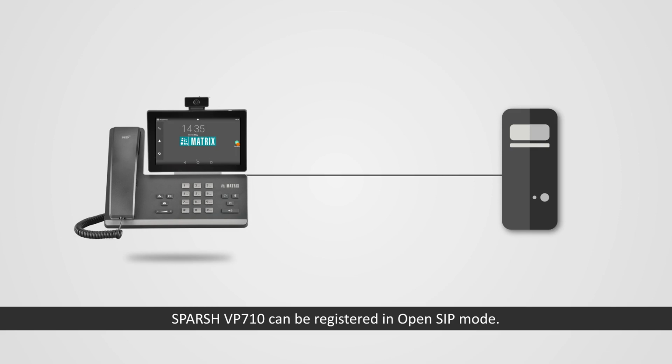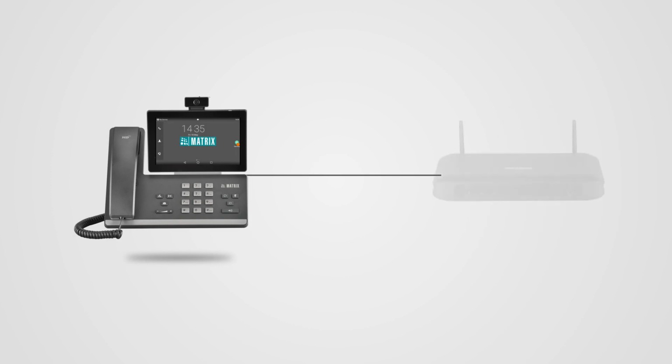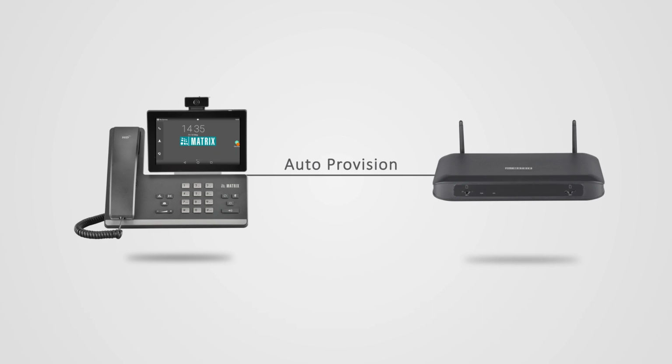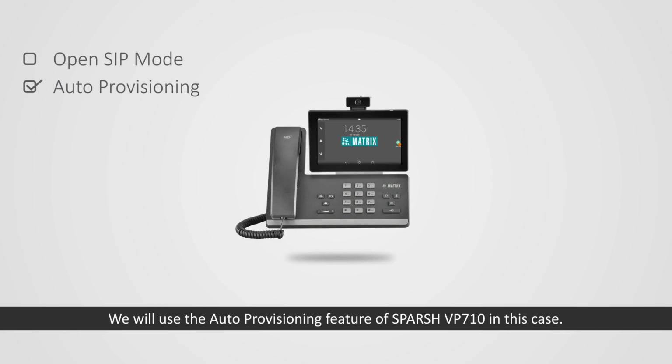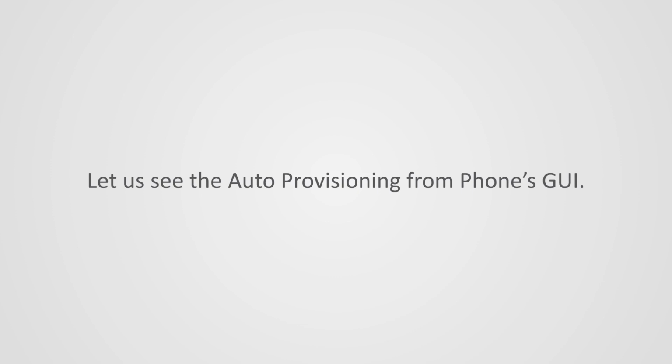SPARSH VP710 can be registered in Open SIP mode. We can auto-provision SPARSH VP710 with SARVAM UCS as well. We will use the auto-provisioning feature of SPARSH VP710 in this case. This can be done from the phone's GUI or the phone's interface. We will see both methods. Let us see the auto-provisioning from phone's GUI.